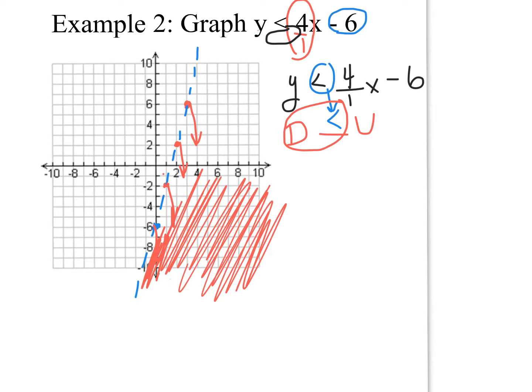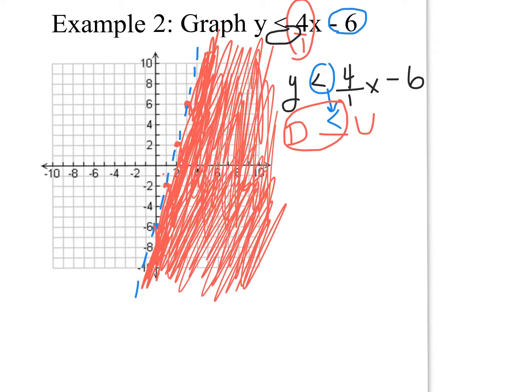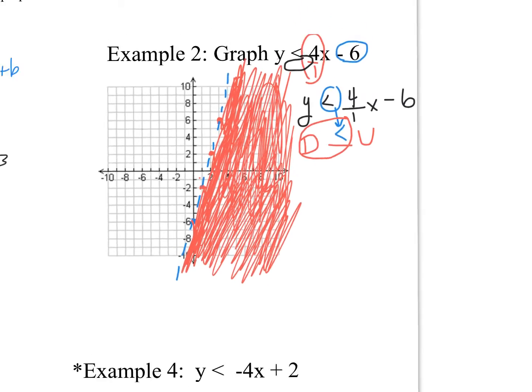And again, have some fun with it. You don't get to color all that often in high school, right guys? So just have some fun. And there you go. There's that one. As easy as that.